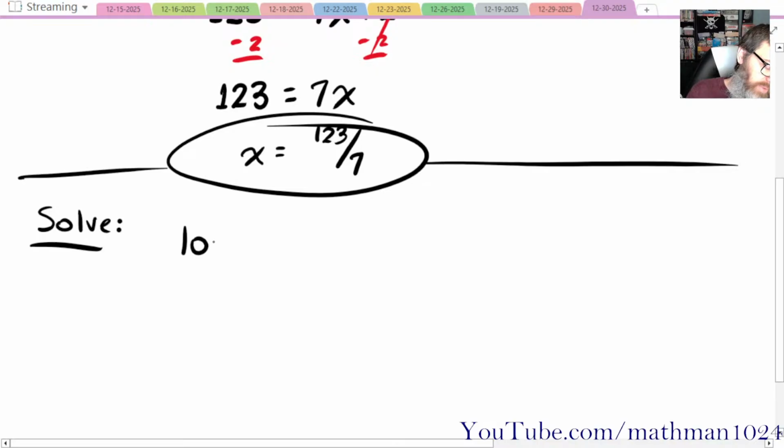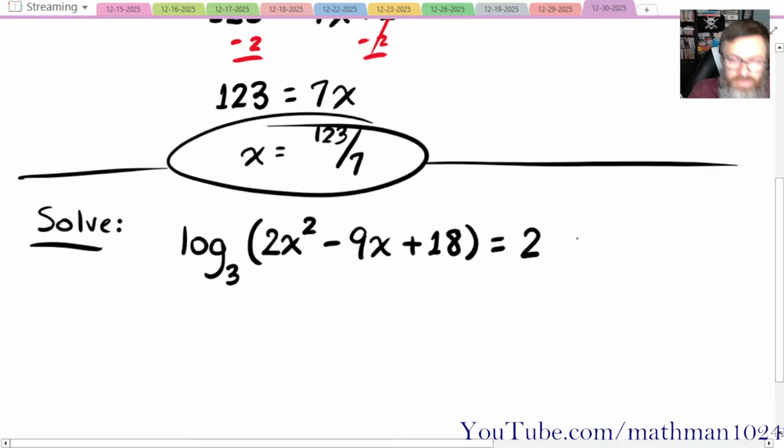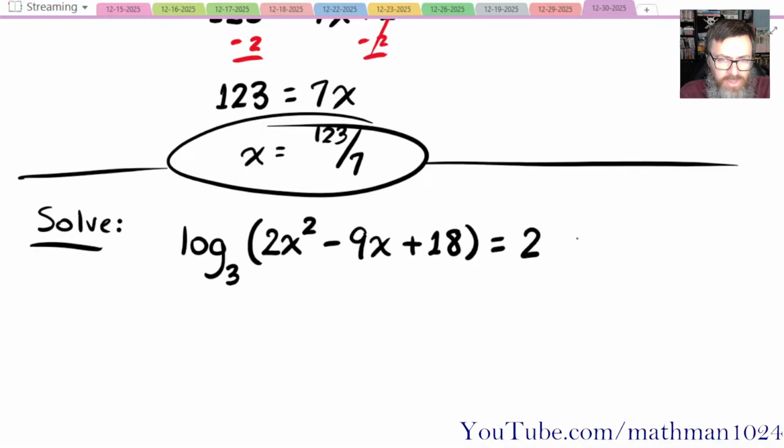If I have log base 3 of, I'm gonna mess this up. All right, we'll see what happens. So let's say 2x squared minus 9x plus 18 equals 2. All right, so I know that there's that little quadratic thing that we see, but it's inside of the logarithm. So the main guy here is a logarithmic equation.